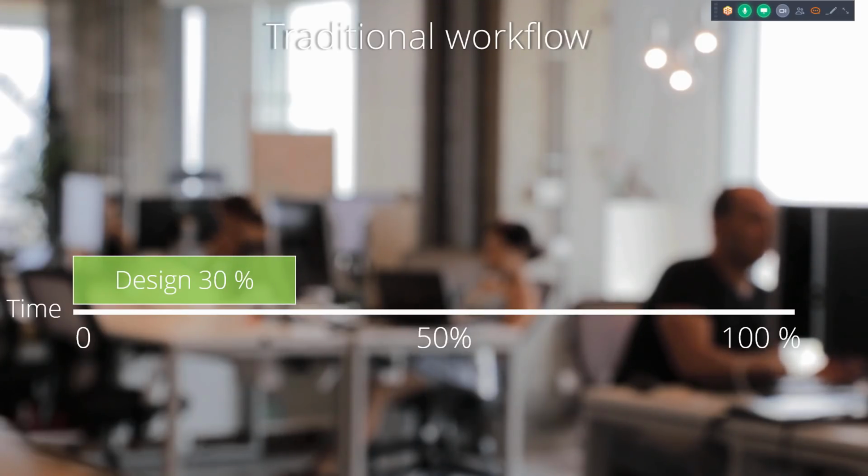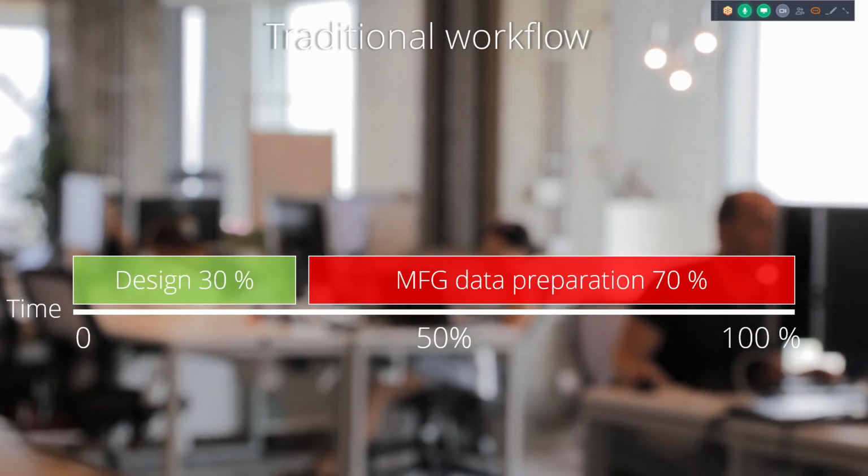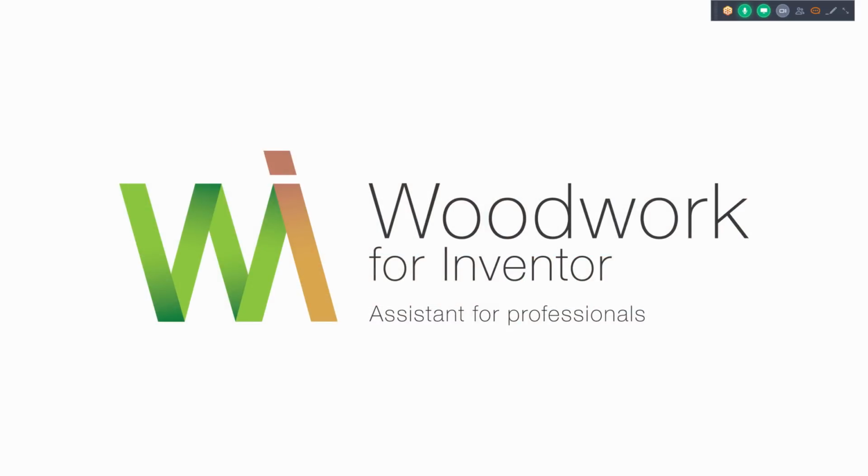What can we see in this traditional workflow? We can see that the design task took about 30% and the remaining 70% is used for data preparation for manufacturing, which is a very significant amount of time. So everything changes when Woodwork comes into play. And now we will see how it changes this behavior. Later on, of course, we will see more details about iBoxes. But let me finish this theoretical part.